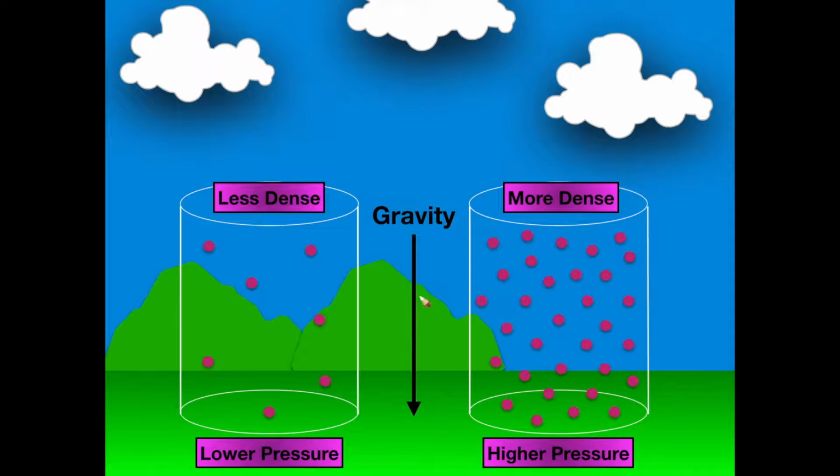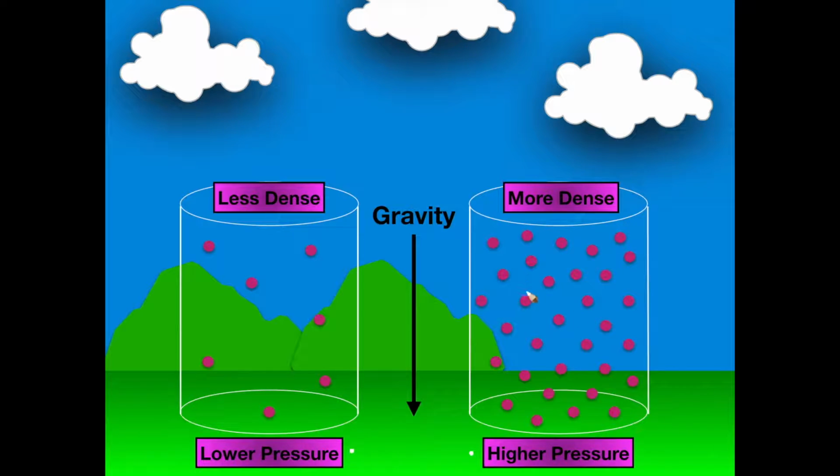So just as a last diagram to work through this, we have two jars here. We can see that this jar has fewer gas molecules in it compared to this jar. So the density of this jar is less, and the density of this jar is more. Now, gravity is going to be consistent amongst both of these jars, but this one is going to have the lowest pressure because it has fewer molecules, and this one is going to have the highest pressure because it has more molecules.